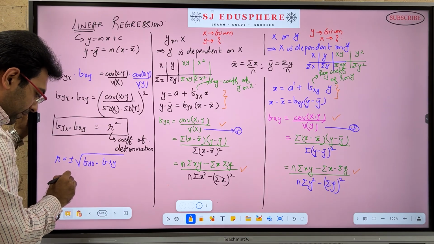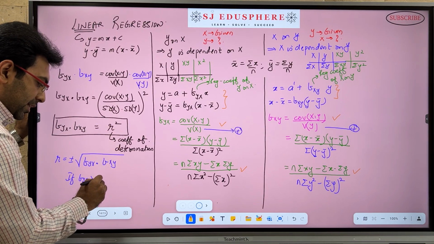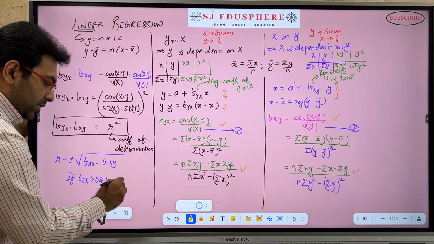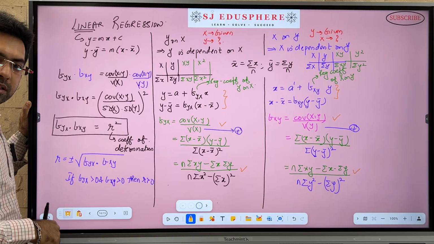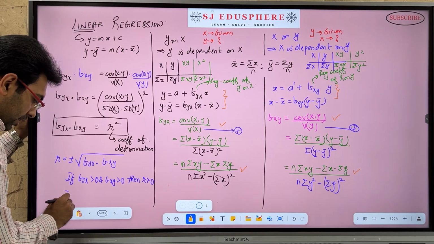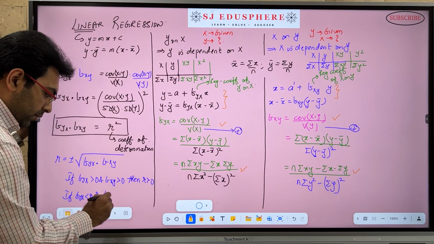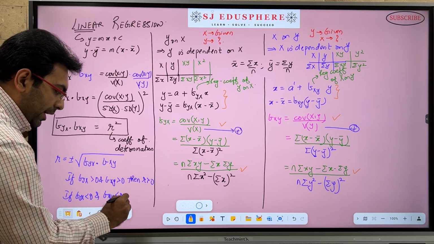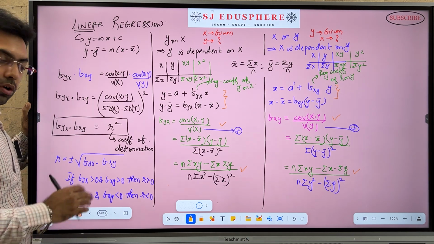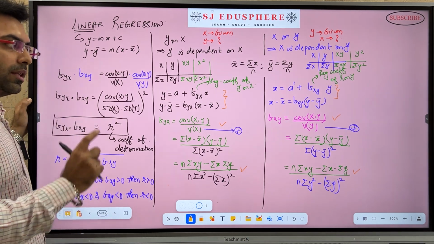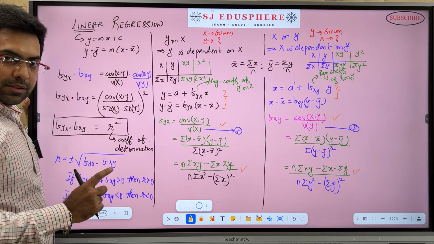That means if byx is greater than 0 and bxy is greater than 0, then r will be greater than 0. And if byx is less than 0 and bxy is less than 0, then r is less than 0. All three hold the same sign, and that depends on covariance.